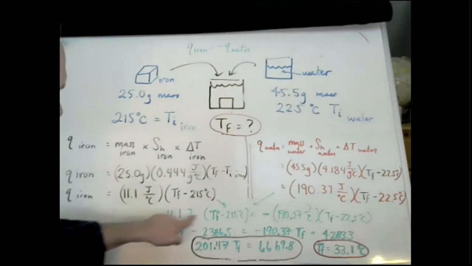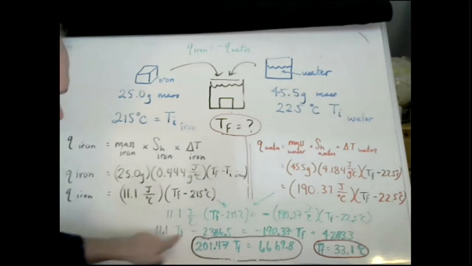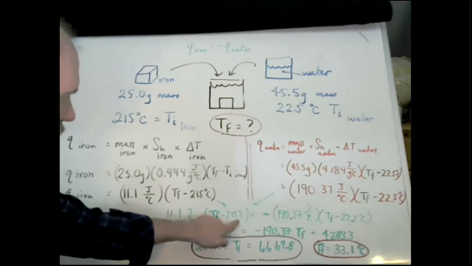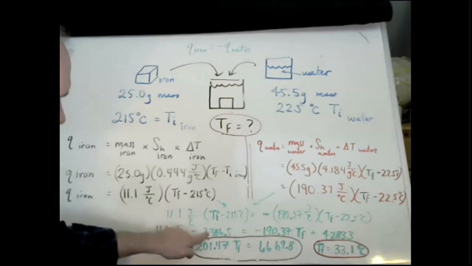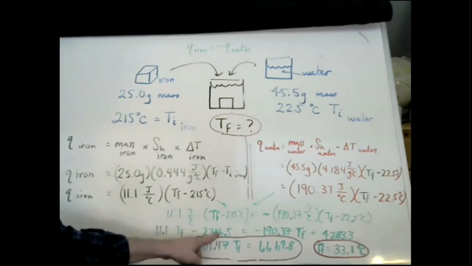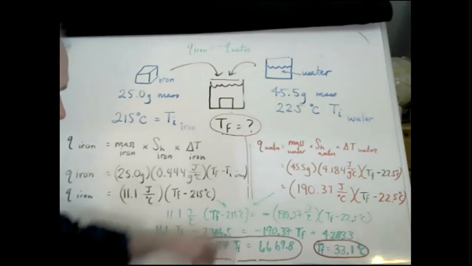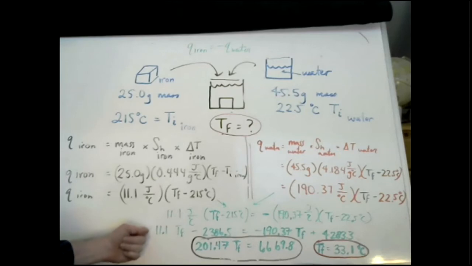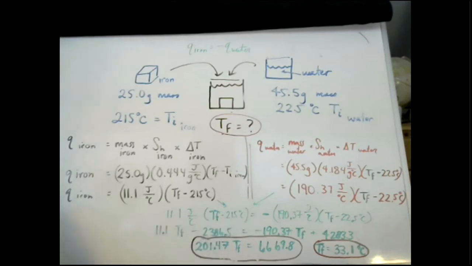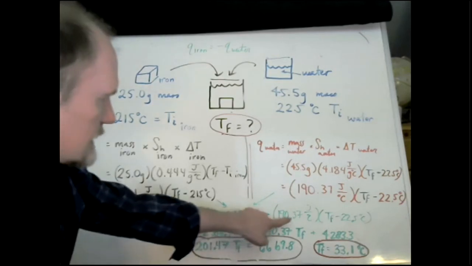So I multiply 11.1 times T final, and I get 11.1 T final. And then I distribute it again, 11.1 times a negative 215, and I get a negative 2386.5, right? I could certainly round that at this point if I wanted to, but that's the number that I get when I do 11.1 times 215. So on the left-hand side of the equation, I've now got 11.1 TF minus 2386.5, okay? I'm going to do the exact same thing on the right-hand side.